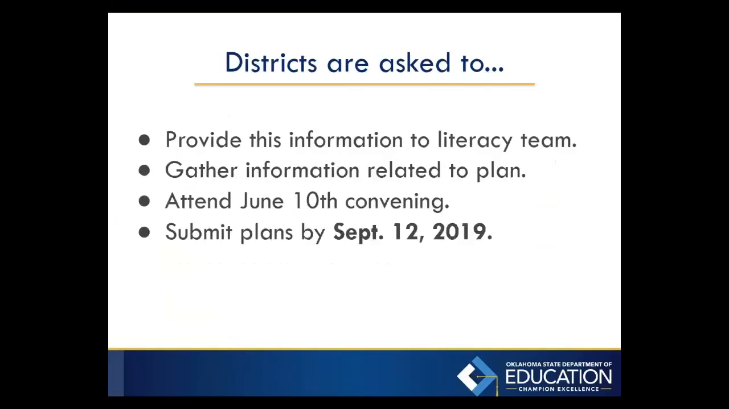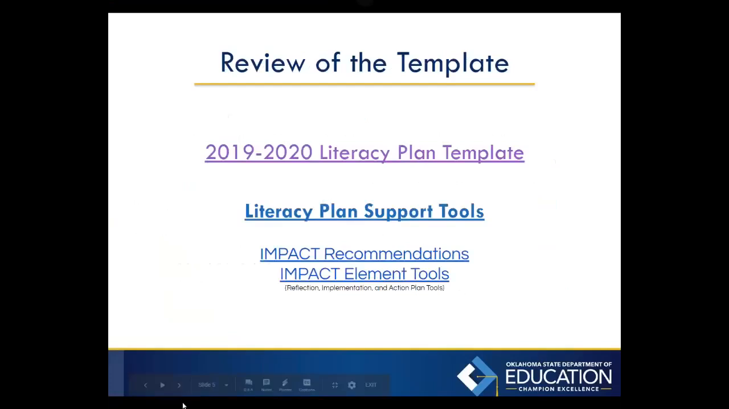What we're asking you to do is to provide the information that you're given to your literacy team. Over the next few weeks, gather the information that you need related to the plan. For larger districts, this may be reaching out to your schools or different principals. And then we'd like you to attend the June 10th convening. At that convening, we invite your literacy team to come, and we will give you some time to work on this, and we'll go through this one more time. We'll need these plans submitted by September 12th, 2019. We need them so that we here at the State Department can do our federal reports on October the 1st, 2019. Okay, so now I'm going to go through the literacy plan template.